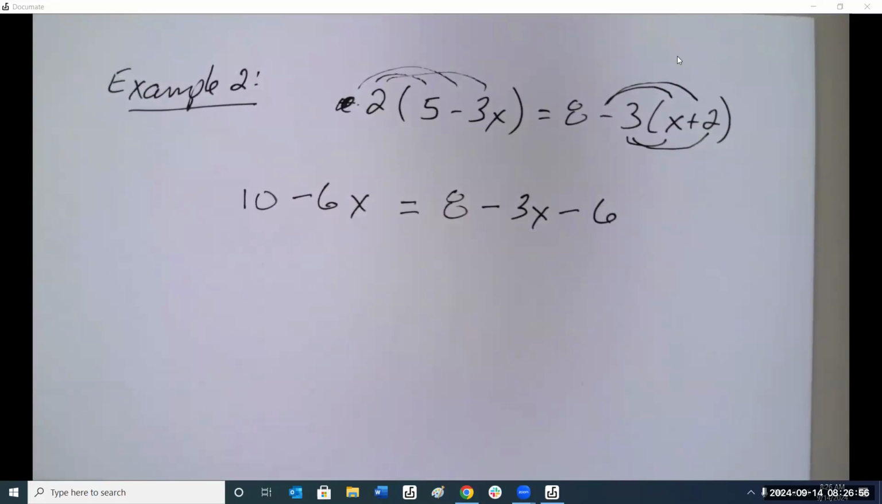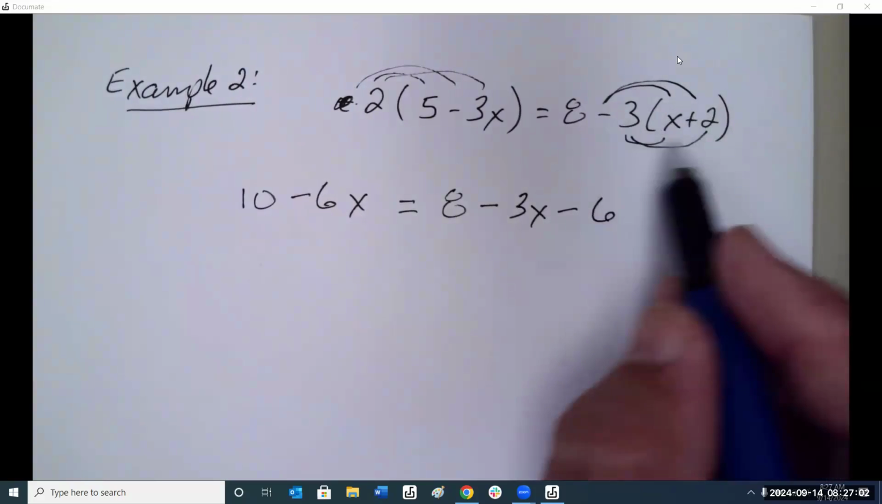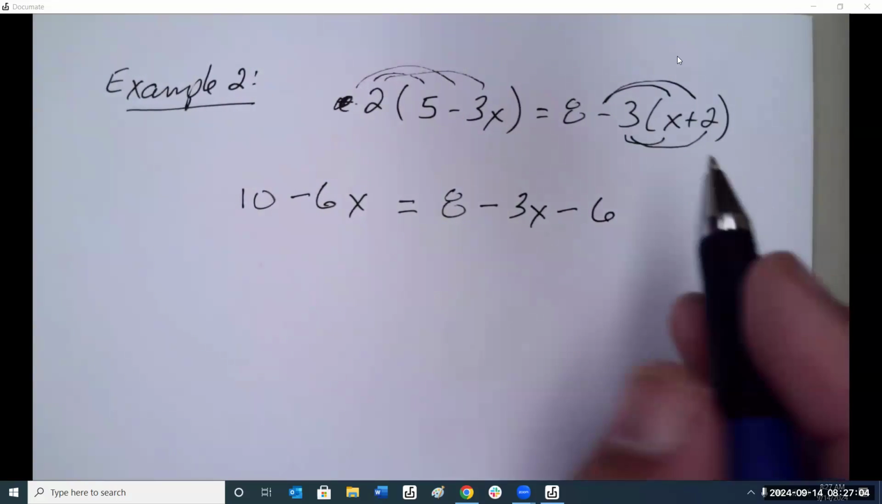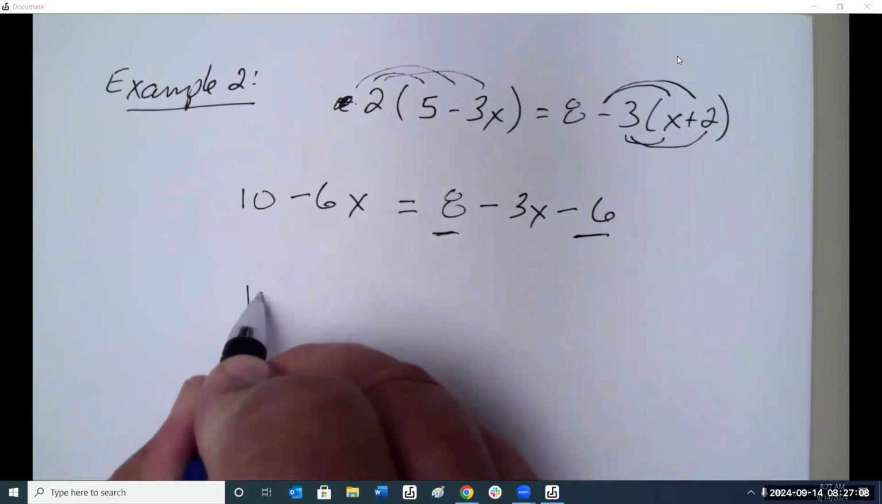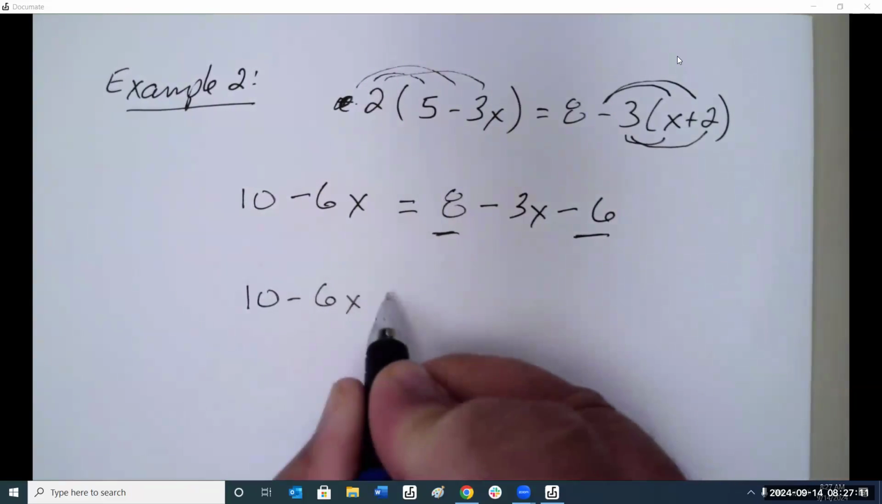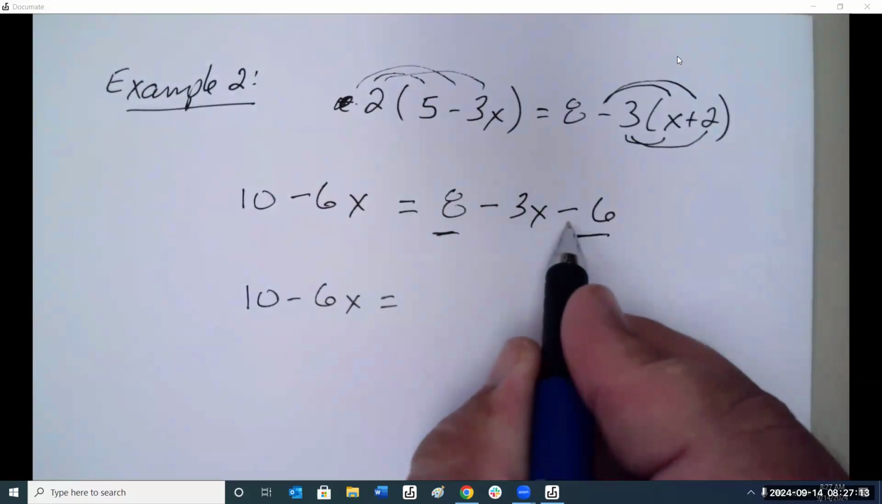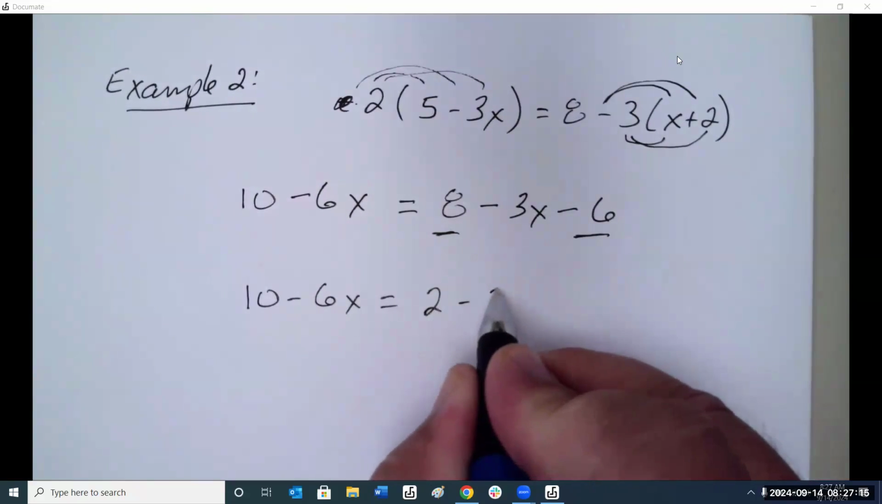As a general rule, whenever you get rid of parentheses, the first thing you want to do is combine like terms, because what that just did is open up a whole new set of numbers. So we can combine these two numbers. 8 minus 6 is 2.